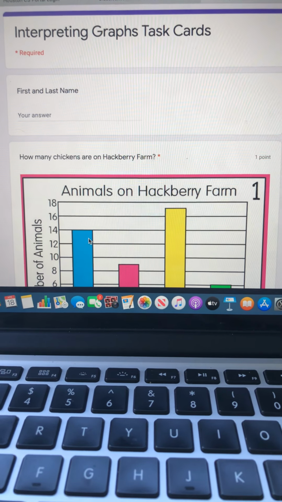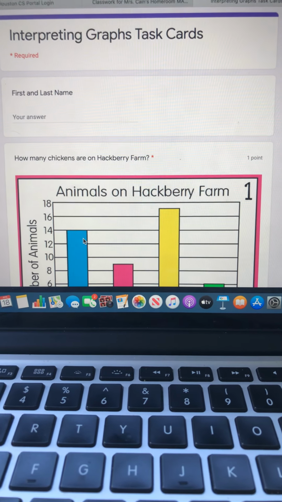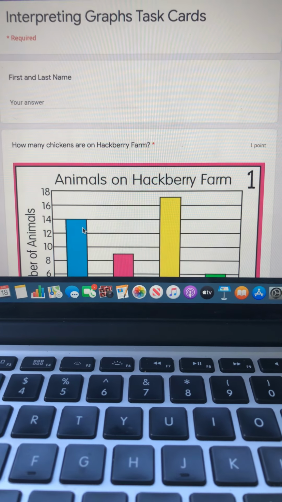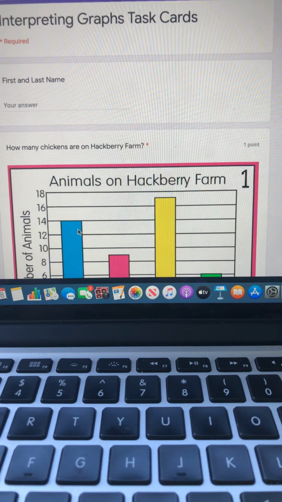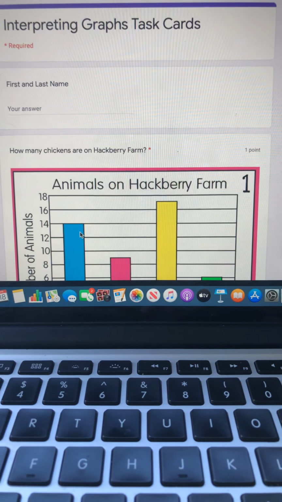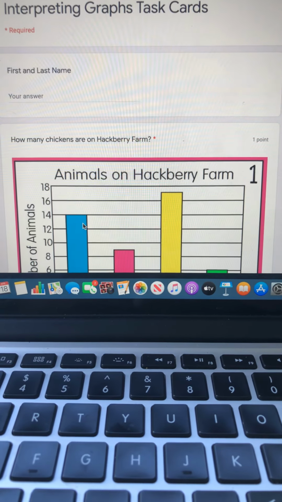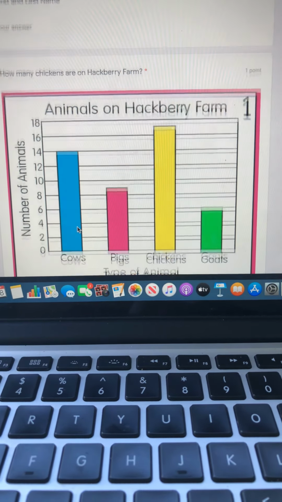Hey guys, we're going over your Interpreting Graphs task cards, which is your math assignment for today. I'm going to read the questions and answer choices out loud to you. The first thing you're going to need to do is type in your first and last name at the top before we get started with the first question.